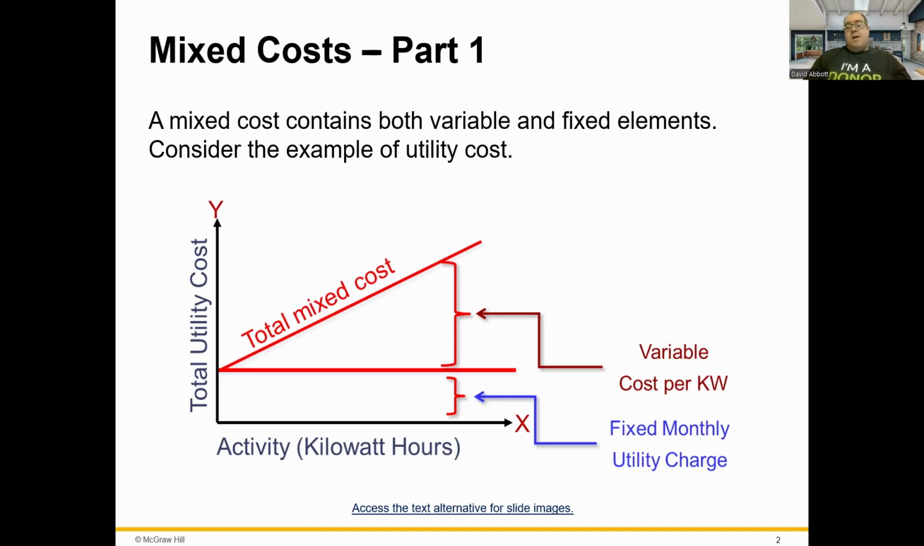So even if you use absolutely no electricity or no water, you're going to pay whatever the fixed cost is. Now, the variable portion is going to vary based upon the consumption. So if it's electricity, it would be kilowatt hours. If it's water, it would be cubic feet of water. And that changes. For example, if one month in the summer it's really, really hot, and you're having to run your AC a lot, then the variable portion is going to be very high. But the fixed portion is going to stay the same regardless.